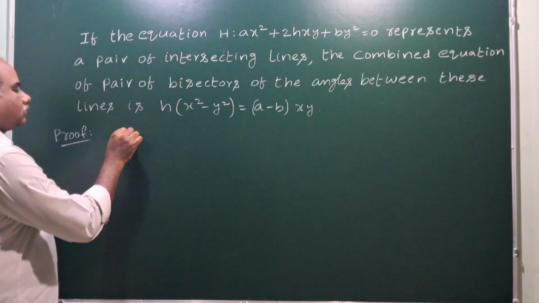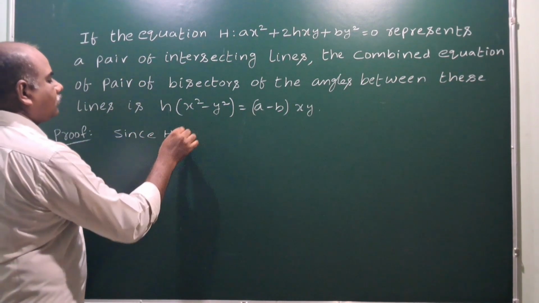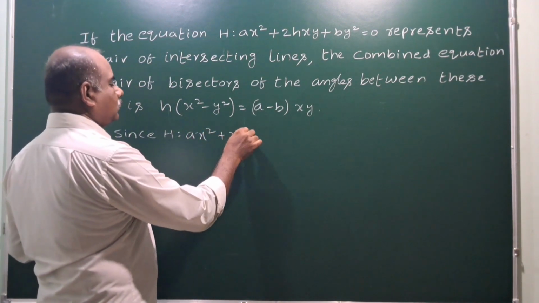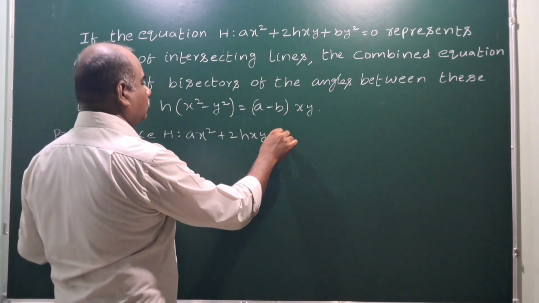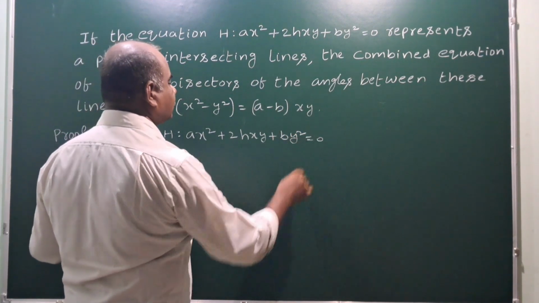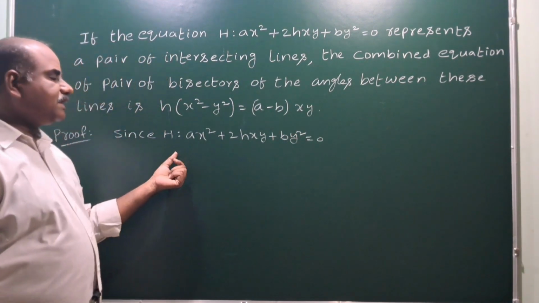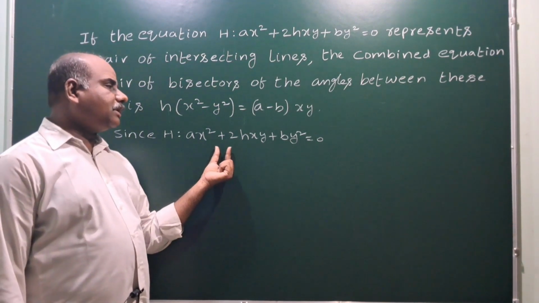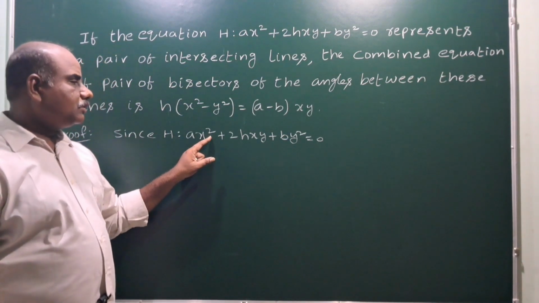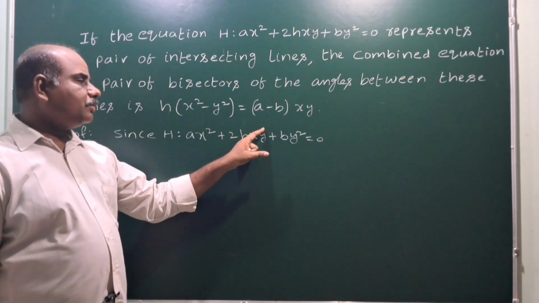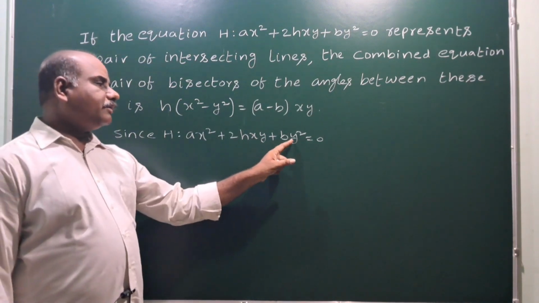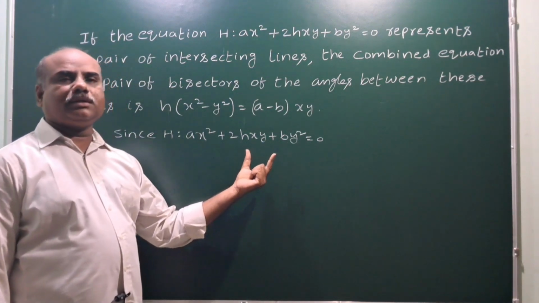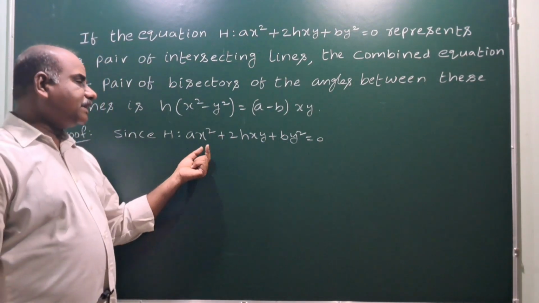Since h is equal to 0, h means here ax square plus 2hxy plus by square is equal to 0. So it is a second degree homogeneous equation. Homogeneous means all the terms have equal degree. Here x power is 2, xy means x power 1, y power 1, so total degree is 2, and y square, that means the power of this variable is also 2. So all the terms have equal degree, so this is called a homogeneous second degree equation.